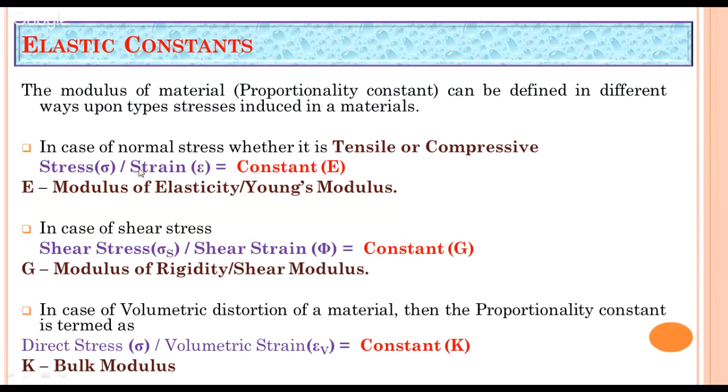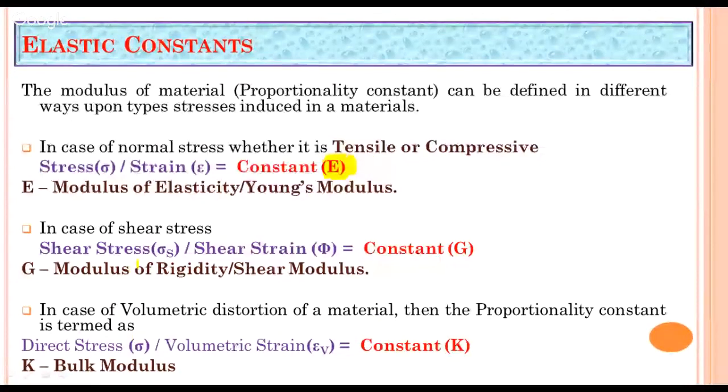In case of direct or normal stresses, whether tensile or compressive, the proportionality constant is termed the modulus of elasticity or Young's modulus. It is denoted by the letter E. So the ratio of stress to strain is equal to a constant. In case of direct stresses, the modulus of the material is termed an elastic constant. It is usually expressed in Newton per meter square.